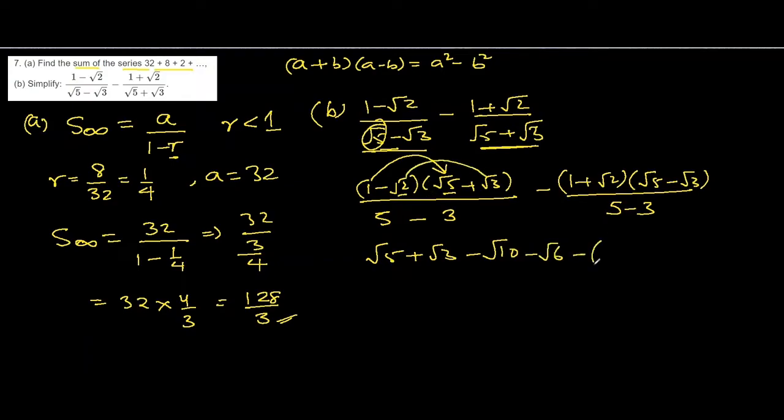Next, minus, and I'll put a bracket here because this minus is going to affect everything inside. So I will keep it there. So 1 multiplied by square root 5 minus square root 3, plus square root 10 minus square root 6, divided by, both of them have the same denominator now, 5 minus 3.